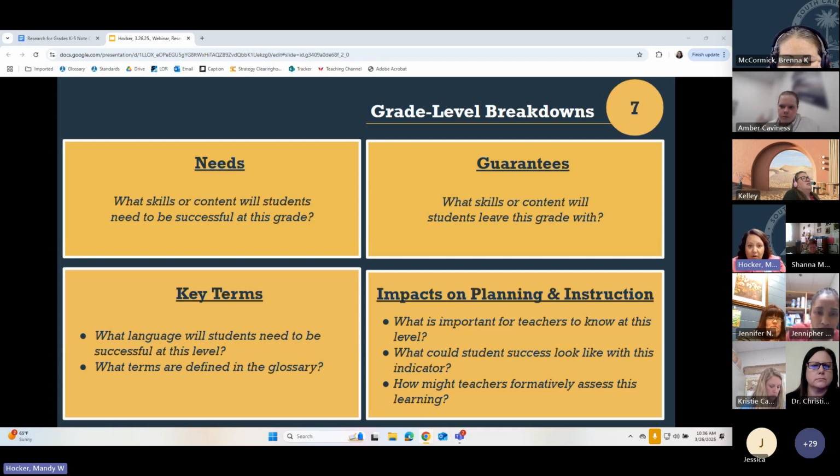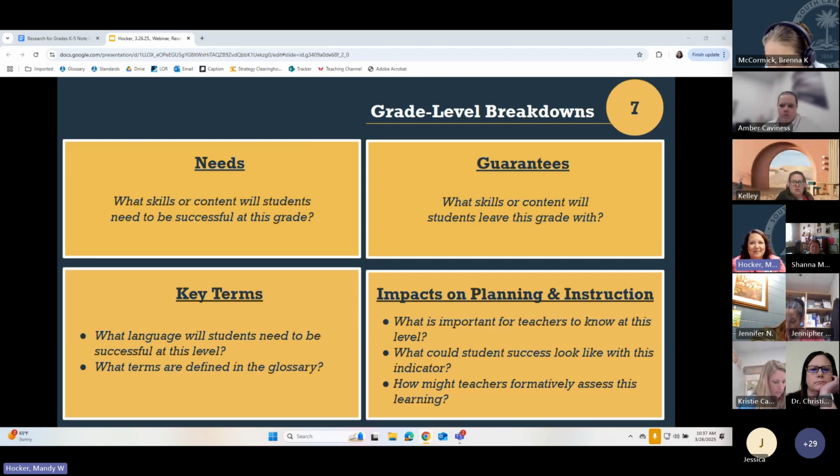That would be based on your grade level indicators. What can you guarantee you will teach them for your grade level? For key terms, that might indicate any of your bolded terms that you see in the indicators that would be new for your grade level, or it may just be language that you need to ensure that the teachers that you are working with are calibrated on, right?